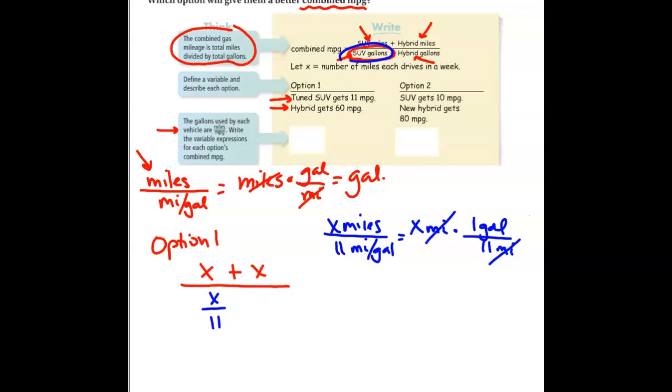So our total SUV gallons is going to be X divided by 11. Okay, using that same thing for the hybrid. The hybrid gets 60 miles per gallon. So again, if we take X and divide it by 60, we're going to get the total gallons used for the hybrid.